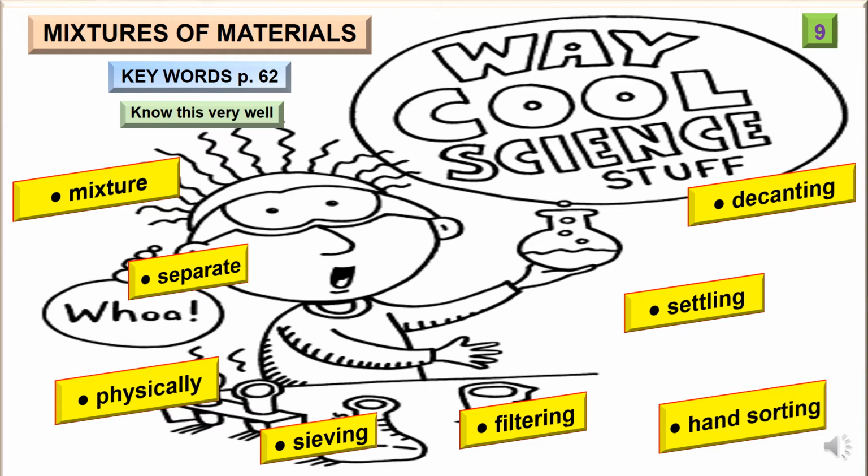Sieving, to use a tool with holes that allows pieces of a certain size to pass. Filtering, to separate the liquid and the substance by pouring it through a material like filter paper or mesh fabric. Hand sorting, to separate the mixture of solids by hand. Settling, to allow substances mixed with the liquid to settle at the bottom. Decanting, to carefully tilt the container and pour off the top layer of a mixture.